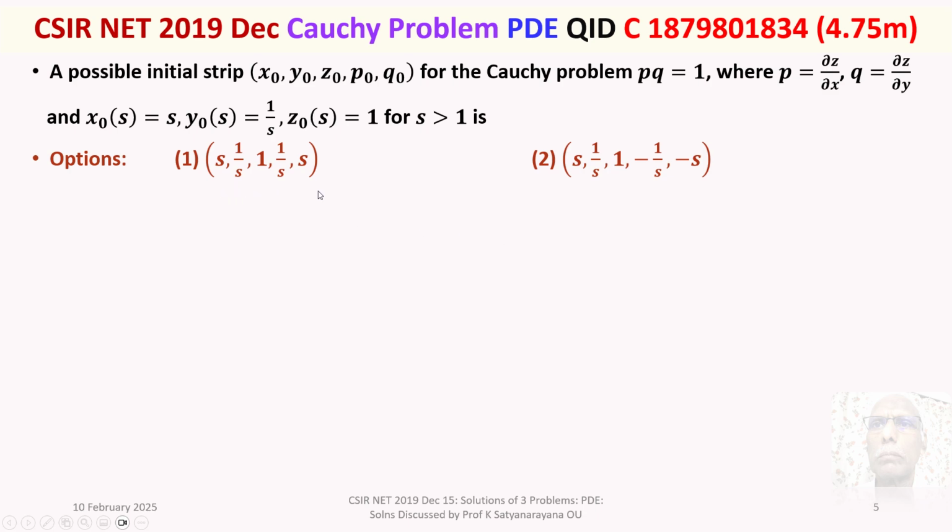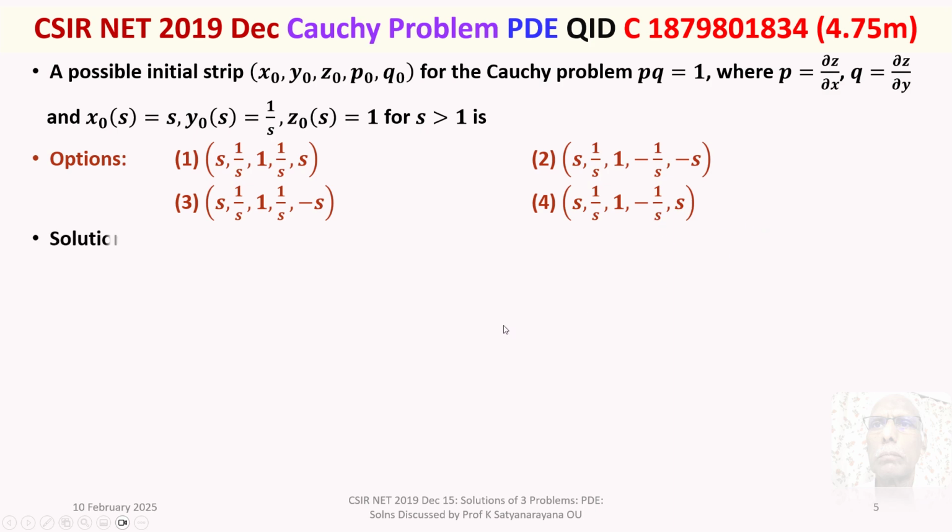In all these options, the first 3 components are s, 1/s and 1. In option 1, the 4th and 5th entries are 1/s and s. In option 2, it is -1/s and -s. In option 3, it is 1/s, -s. In option 4, it is -1/s and s.